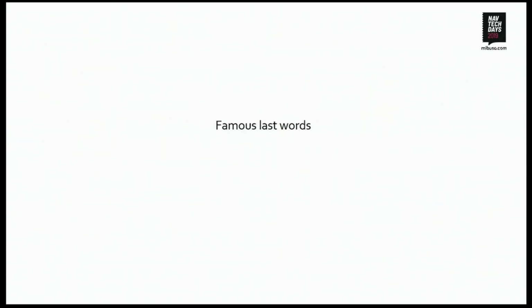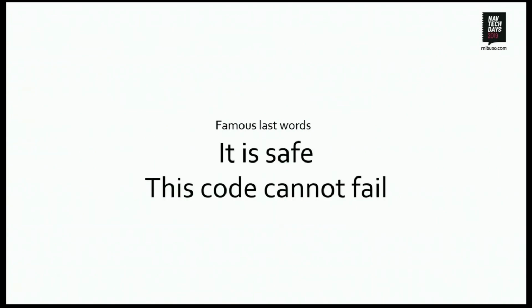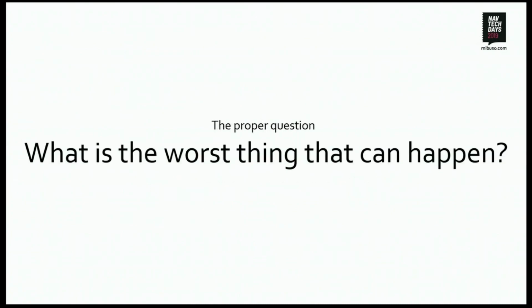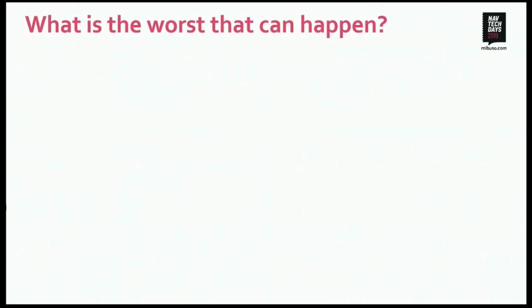So if you have written the upgrade code and you're ready to upgrade, the famous last words of every developer is, it's safe, right? This code cannot fail. The proper question is, what is the worst thing that can happen, right? So what is the worst thing that can happen during the upgrade? It actually has a name, and the name is hidden bugs.